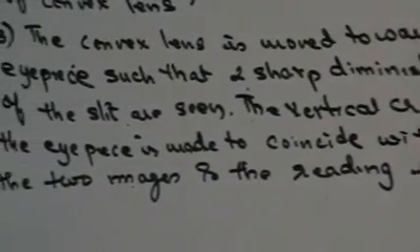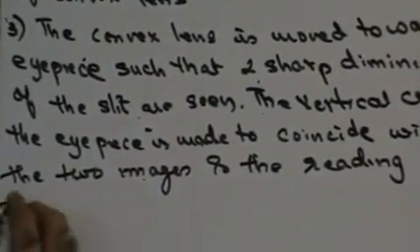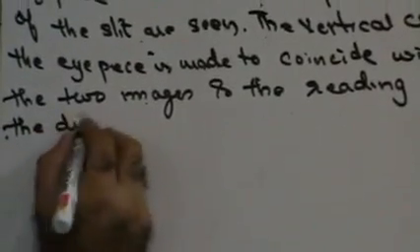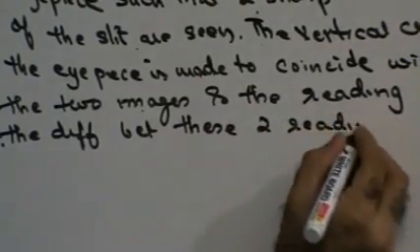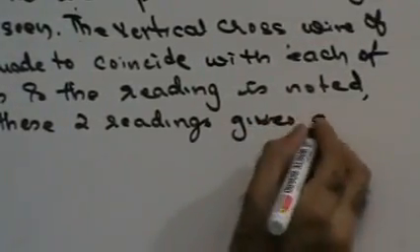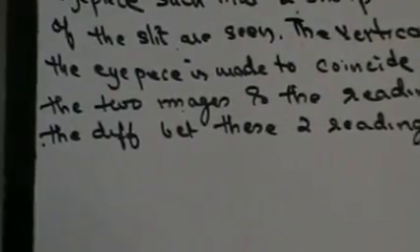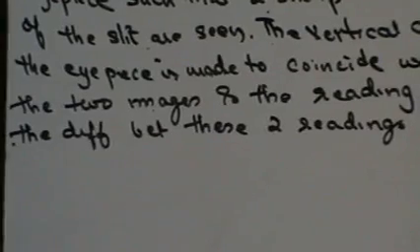Right? The difference between these two readings gives you D1. Fine, do you get this? That is the distance between the two diminished images of the slit.